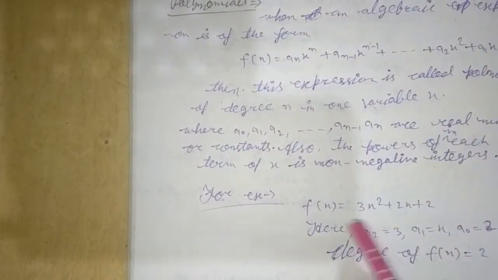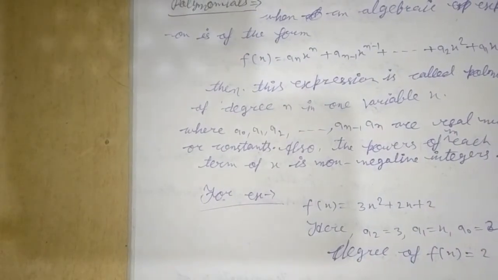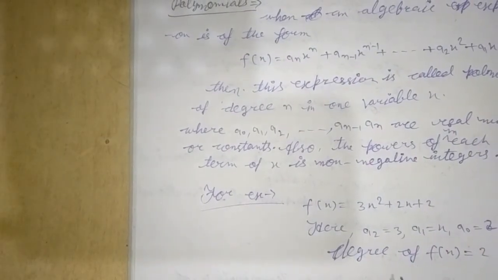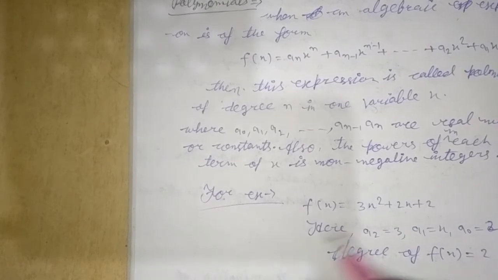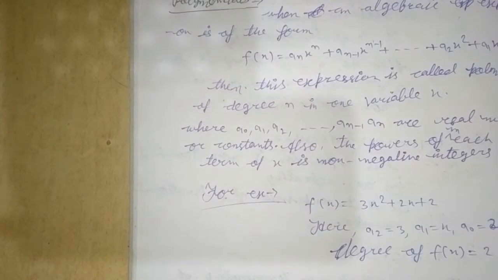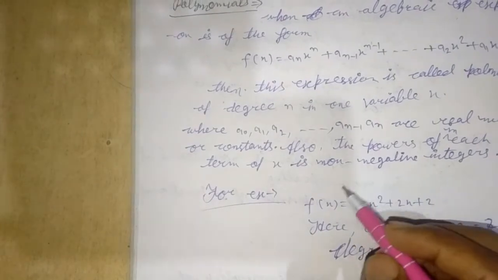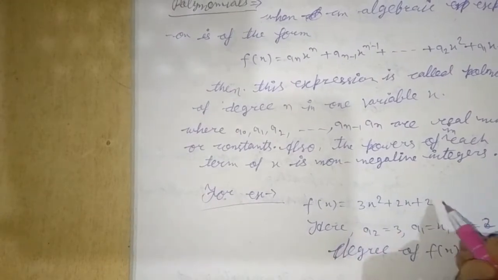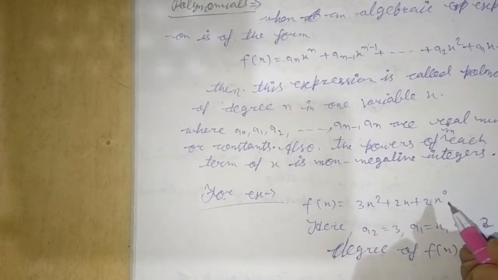So now look, it is our quadratic polynomial of degree 2. Okay, so in each term the variable must have a non-negative integer power, then we can say that it is a quadratic polynomial. Here the degree of x is equal to 0.